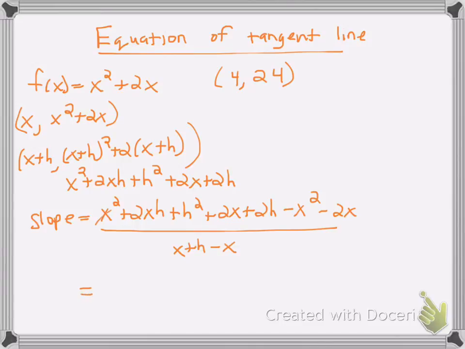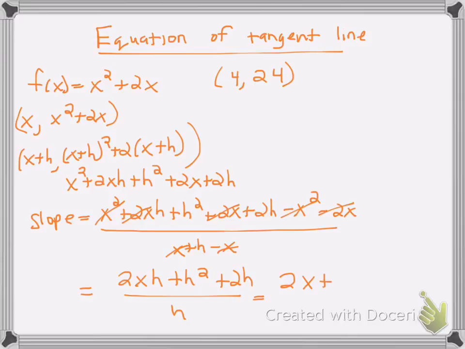You're going to see a lot of stuff is going to cancel out. The x squareds are gone, the 2x's are gone on the top, and then the x minus x on the bottom is gone. So what you're left with is 2xh plus h squared plus 2h all over h. Simplify even further. Divide everything by h. You're left with 2x plus h plus 2. Right? So that's the first part. So we've got the slope now. We need to find the limit of that slope.